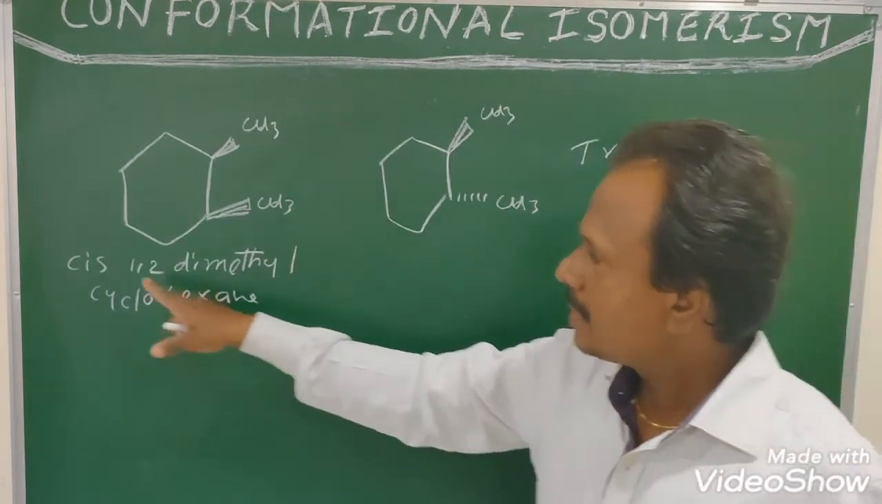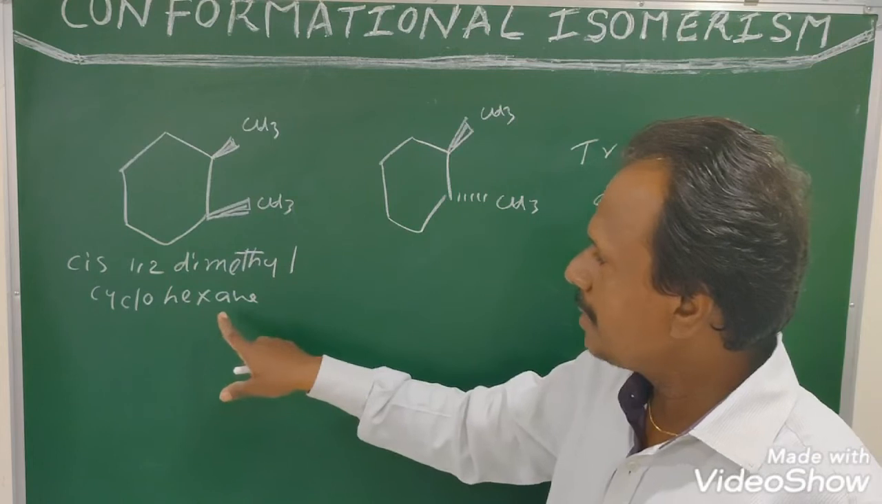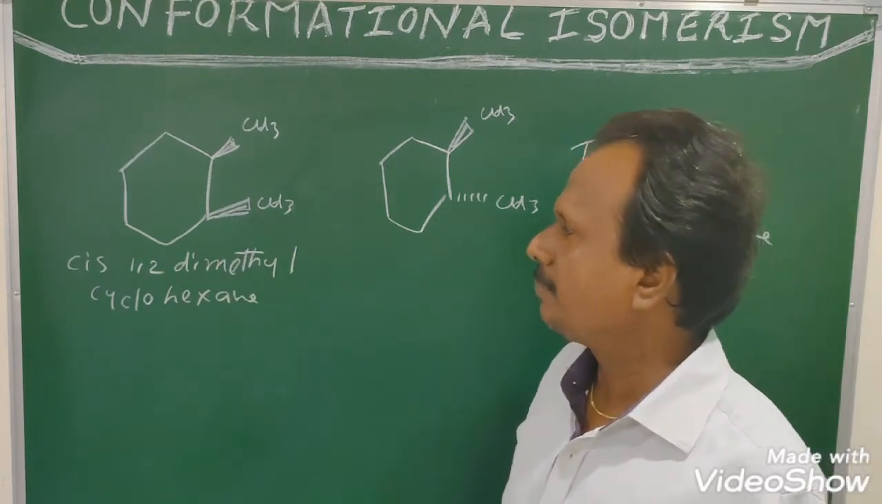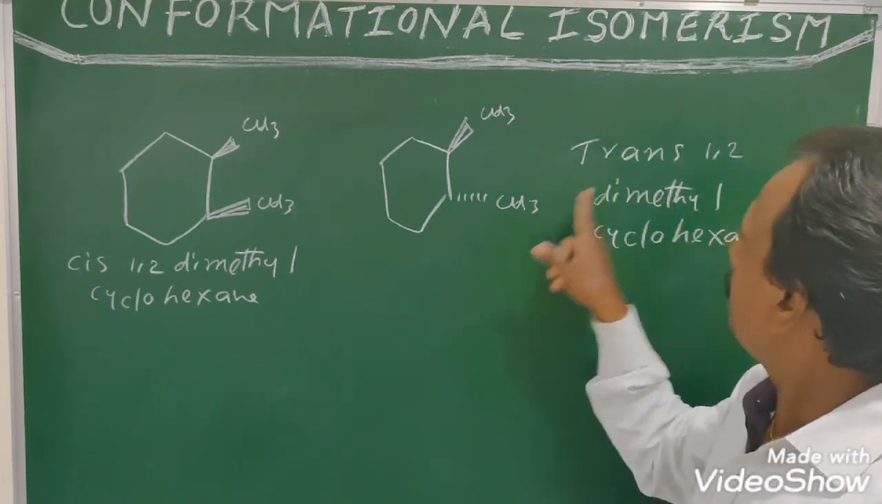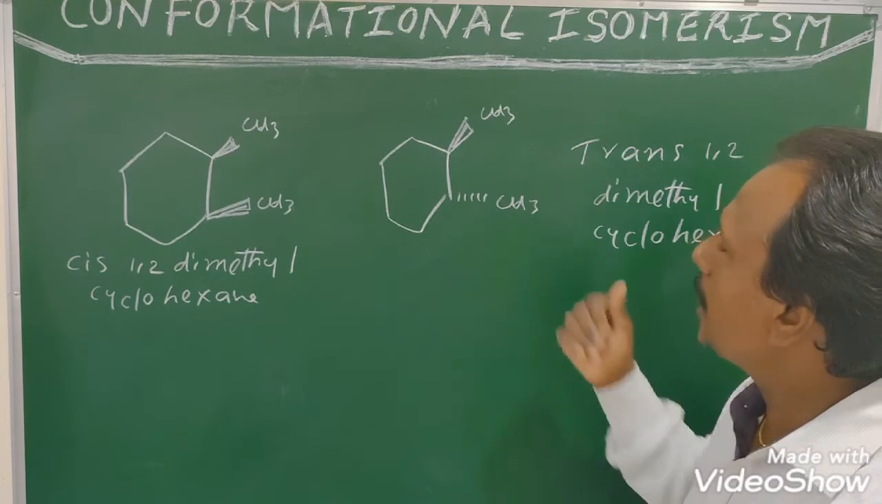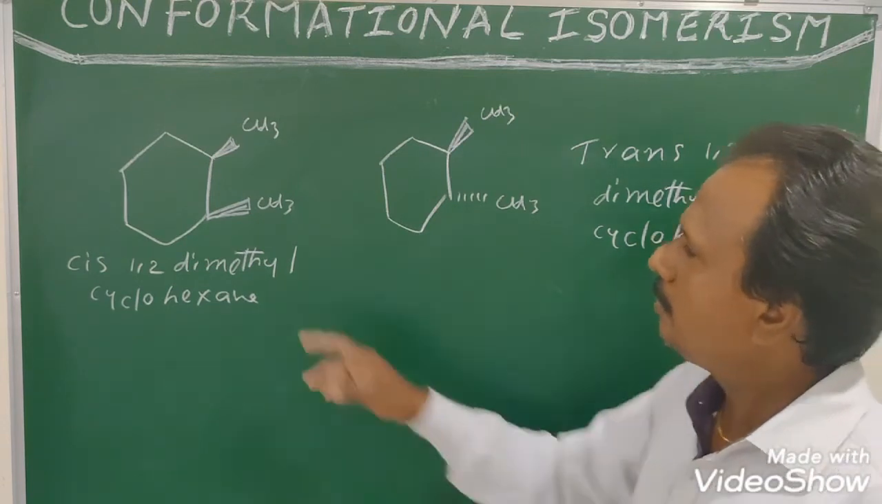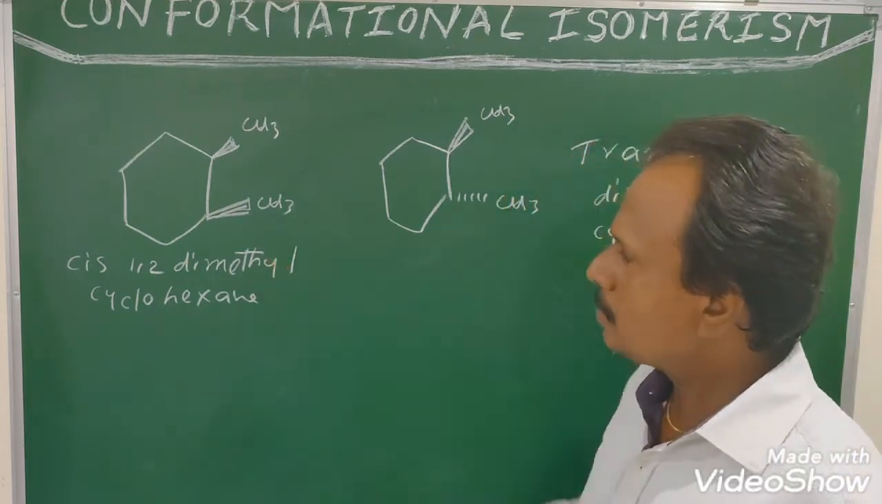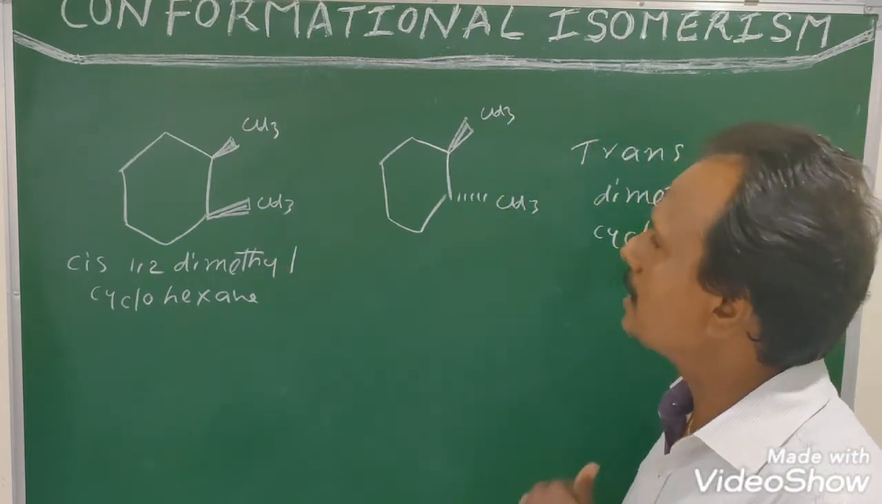Cis 1,2 dimethyl cyclohexane has two chair conformations. Trans 1,2 dimethyl cyclohexane also has two chair conformations. First, we draw the conformations of cis 1,2 dimethyl cyclohexane.